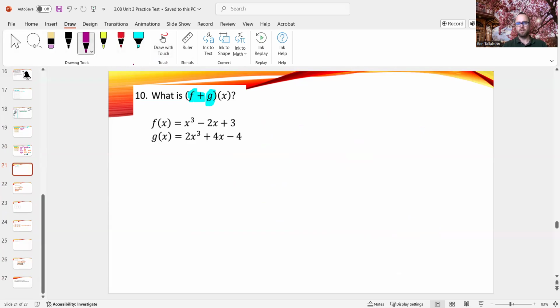Quick reminder that this is just another way of writing this. Oh, that should be a g. These mean exactly the same thing. This is just a little shorthand way of writing it. So go ahead, try to add them together.